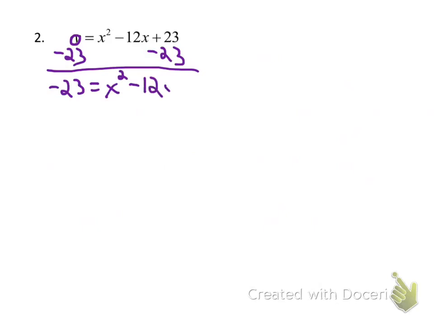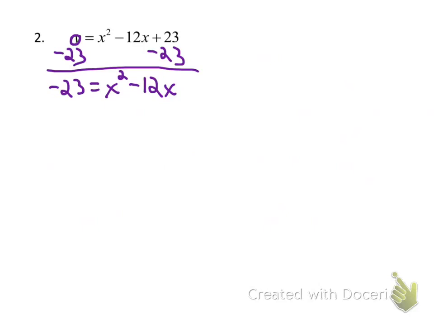Okay, problem number 2. Again, our first step is to set the range equal to 0, so I'm just going to replace y with 0. And then I'm going to move the c value to the other side. So I have negative 23 equals x squared minus 12x, and now I'm set up to complete the square.